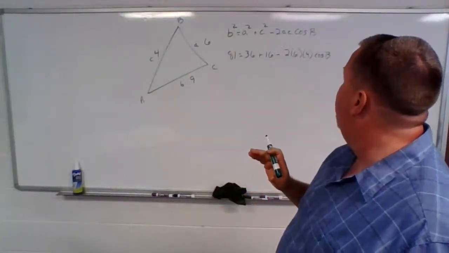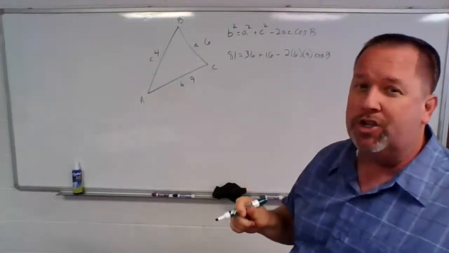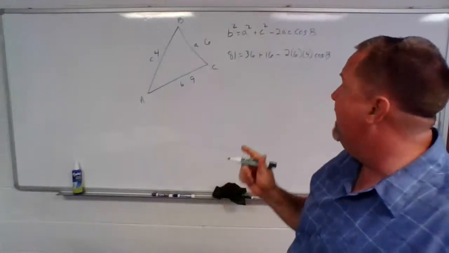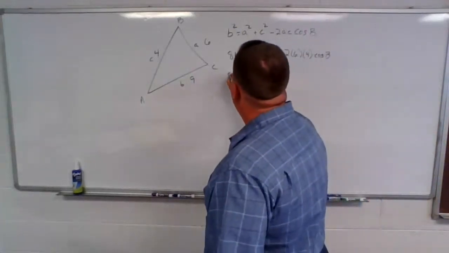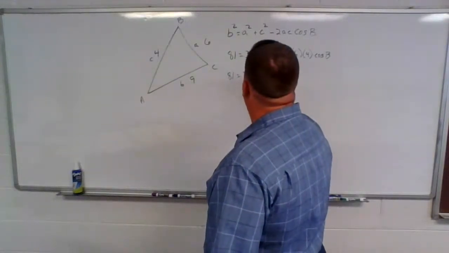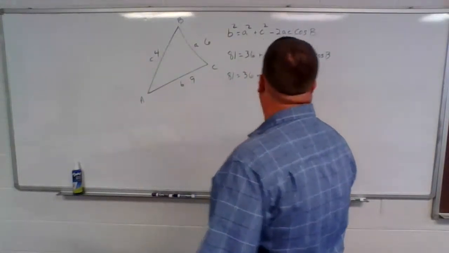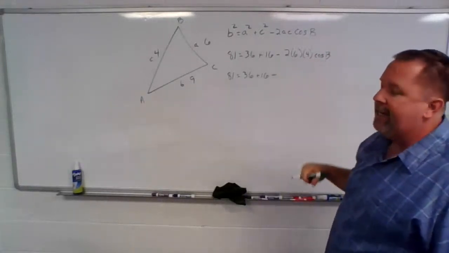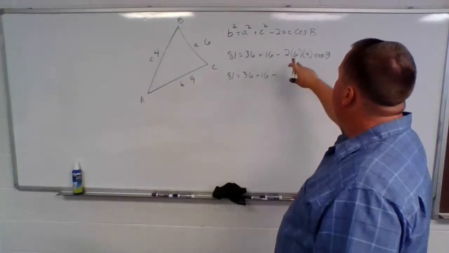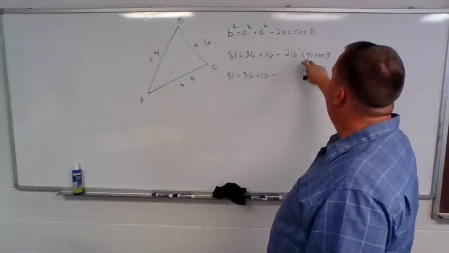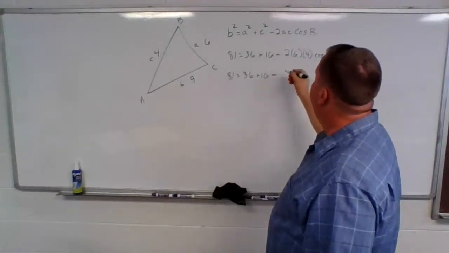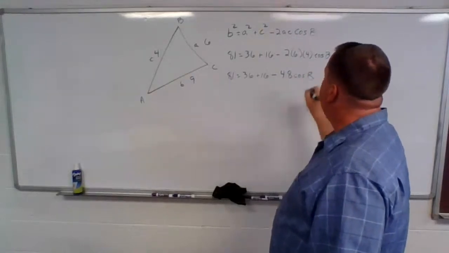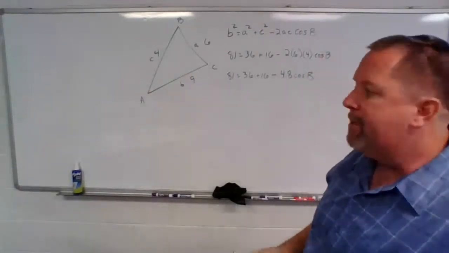All right. Now, here's where, actually let's do the 2 times 6 times 4. I want to show you where some students are prone to make an algebra mistake that I don't want you to make. And so 81 equals 36 plus 16 minus. Now, I can multiply here because multiplication comes before any addition or subtraction. And 6 times 4 is 24, times 2 is 48. So I have 48 cosine B.